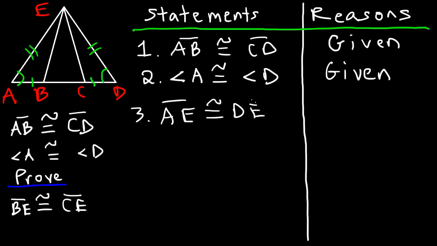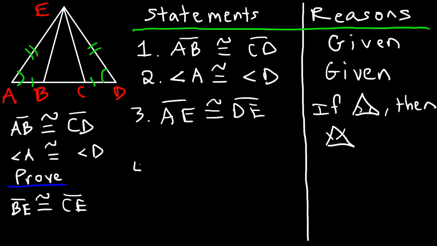So what can we write as the reason for that statement? We could say, if the angles of a triangle are congruent, then the sides that are opposite to those angles are congruent. So now we can move on to the next part.